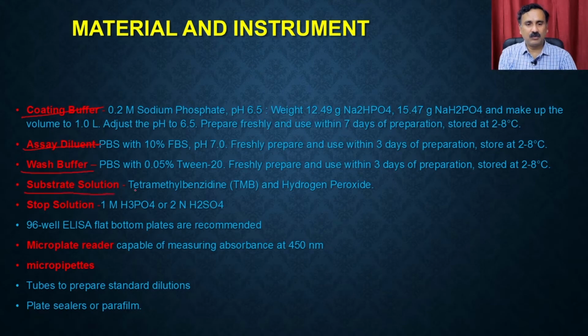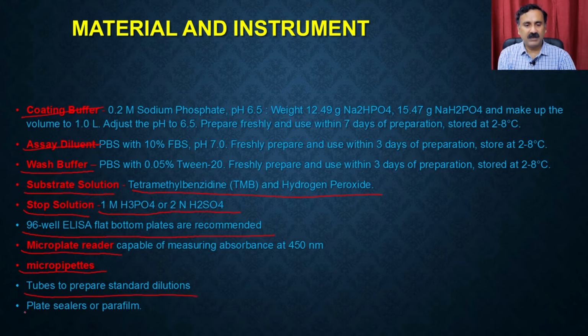you require the substrate solution. TMB is the substrate that we are going to use along with hydrogen peroxide. Then you require the stop solution. The stop solution is phosphoric acid or sulfuric acid. Then you require the 96-well plate, the microplate reader, the micropipettes and the tubes to prepare the standard dilution, as well as the plate sealer or parafilm.